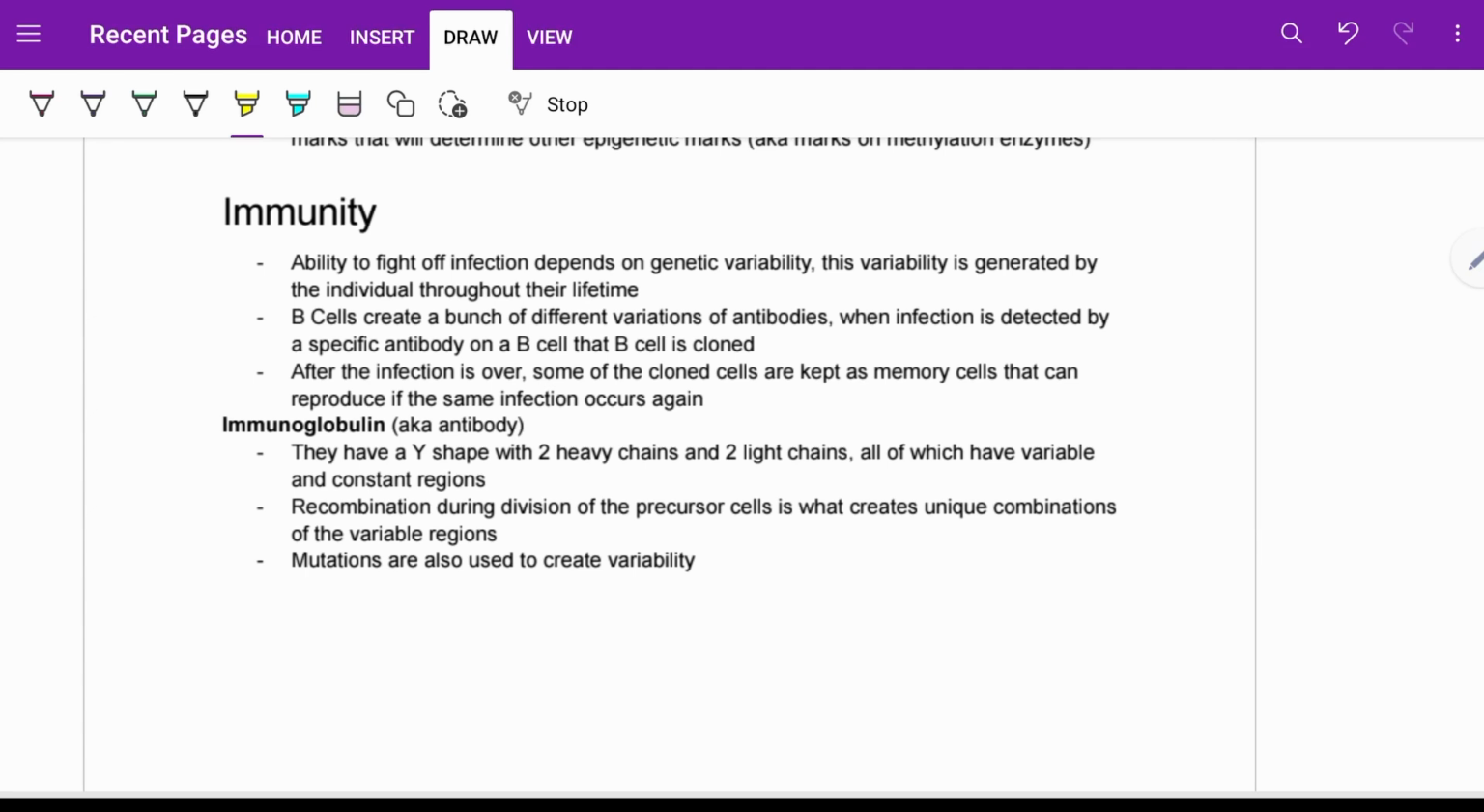Immunoglobulin is just another word for antibody, and they have a Y shape, and they have two heavy chains and two light chains. Basically, the moral of the story for this class is that they have highly variable regions, and that is due to recombination in these genes when these B cells are being made. And also, this is an example of how mutations can be good, because when you have mutations in these genes, that's how we can create more variability, so we have the potential to fight off more diseases.